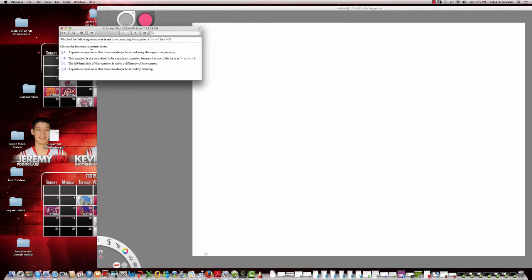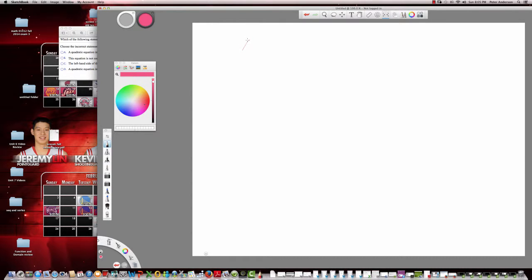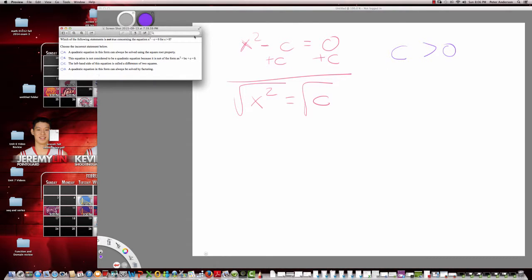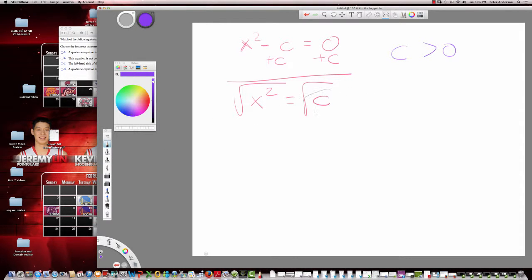Let's see here. A: A quadratic equation in this form can always be solved using the square root property. So if I give you x squared minus c equals 0, if I add c to both sides, x squared equals c, and I can take the square root of both sides. The real question that should be popping in your head is, when can you not do this? They say something off to the side, that c is greater than 0. So if c is greater than 0, that means this inside value right here has to be positive.